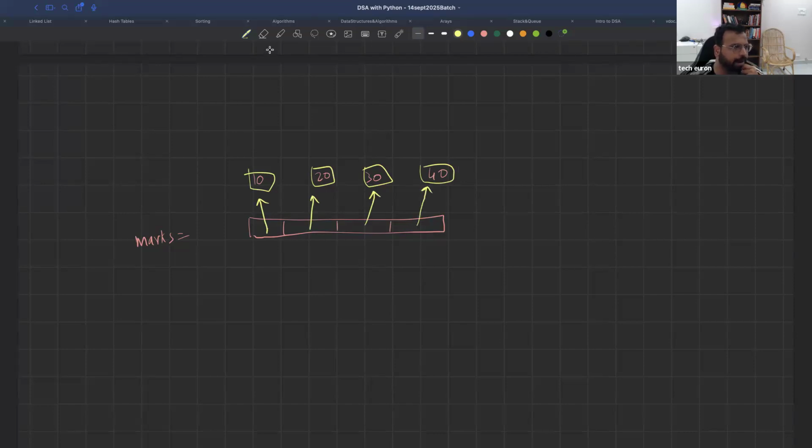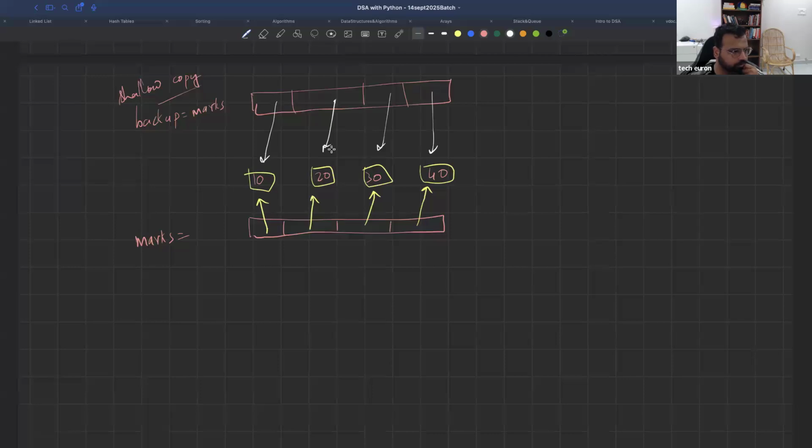Okay. And if you're creating a backup is equal to marks. This is a shallow copy. So shallow copy है तो क्या होगा? You will create here, and here also you will have some references. This reference will also point here. This will also point here. This will also point here, and this will also point here.